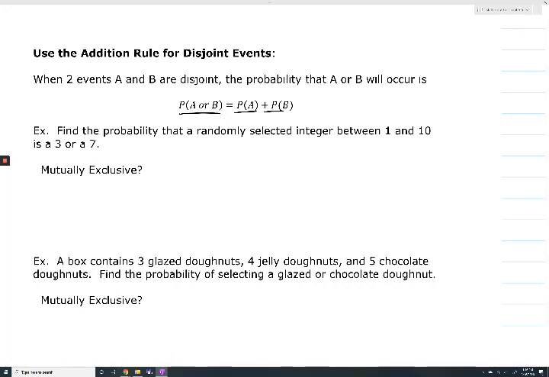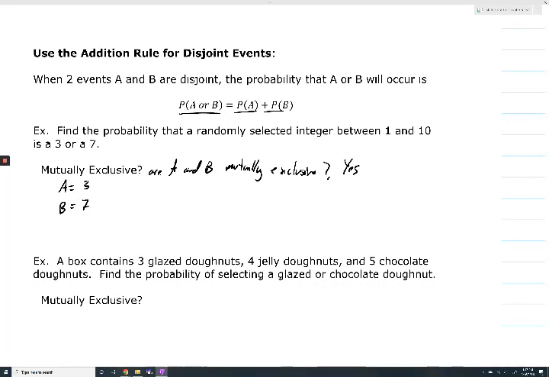So find the probability that a randomly selected integer between 1 and 10 is 3 or 7. First of all, let's label our events. So we have A is a 3, B is a 7. Are A and B mutually exclusive? Yeah, they are. You can't have both a 3 and a 7 in one number. So they are, in fact, mutually exclusive.